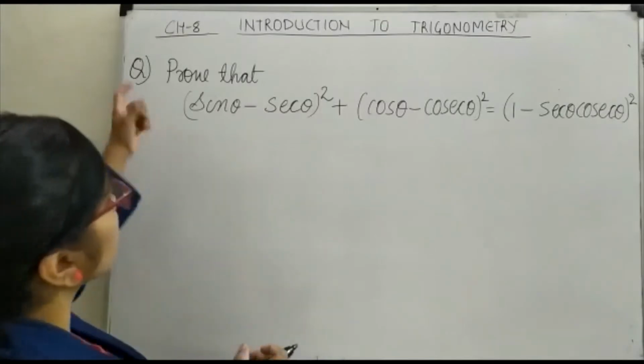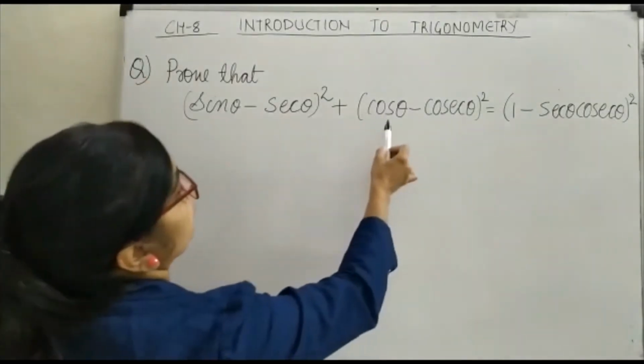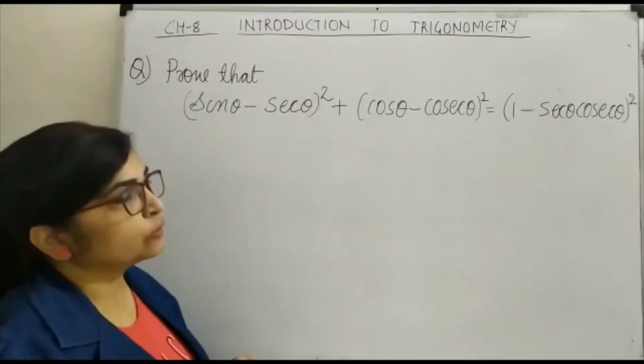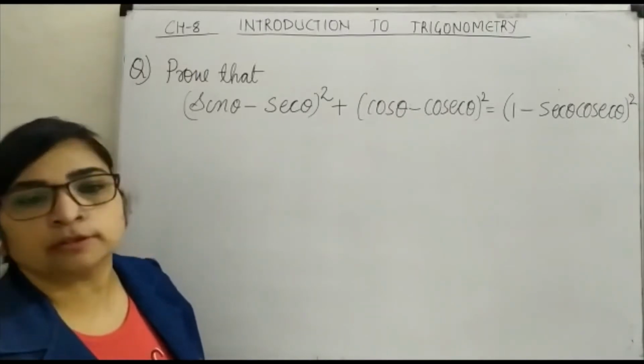Today we are going to discuss some tricky questions and the important tricks for how we can work out those questions. Our question is: prove that (sin theta minus sec theta) the whole square plus (cos theta minus cosec theta) the whole square is equal to (1 minus sec theta cosec theta) the whole square.